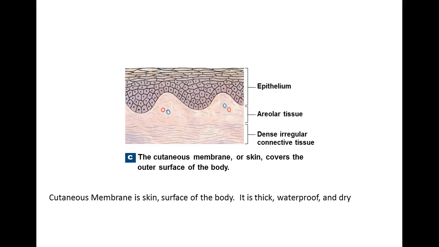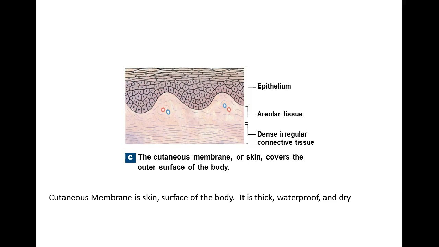Cutaneous membrane, skin, we get to talk about that next time. And so we'll talk about the epithelial cell, and this one will make it pretty clear what that areolar tissue does. What that does is allow an open-type network, a strong open-type network of connective tissue where you can embed all the accessory organs or the accessory structures of the skin.